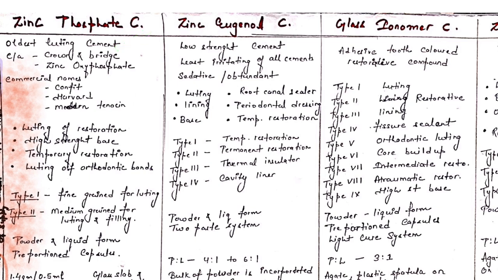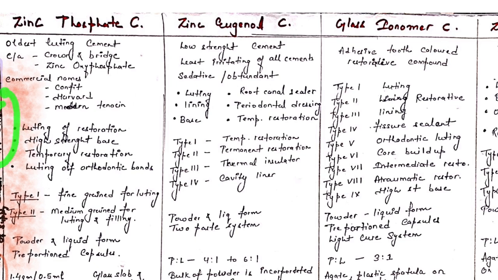It is also called crown and bridge cement, and it is also called zinc oxyphosphate. So this is the introduction. It has various other commercial names as well, so Confit, Howard, and Motion Tennyson. These are the various commercial names that can be used as well.